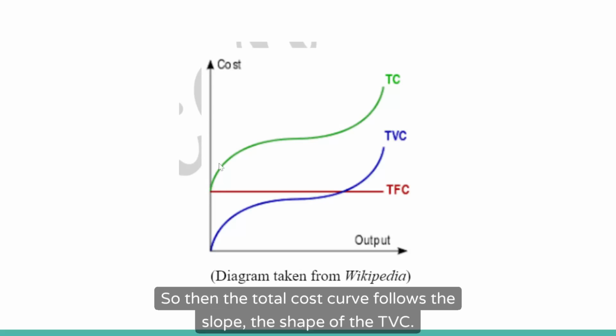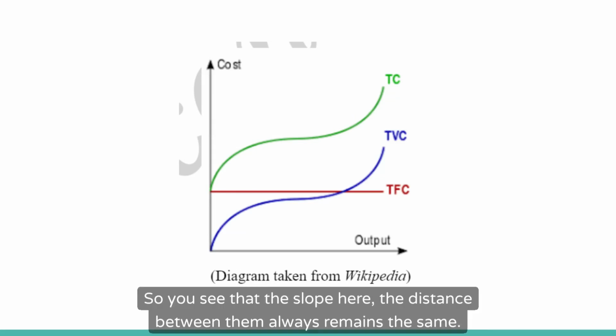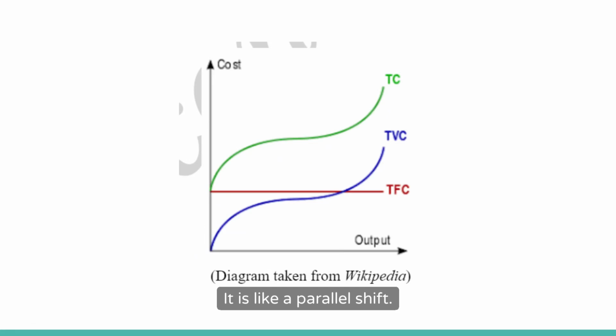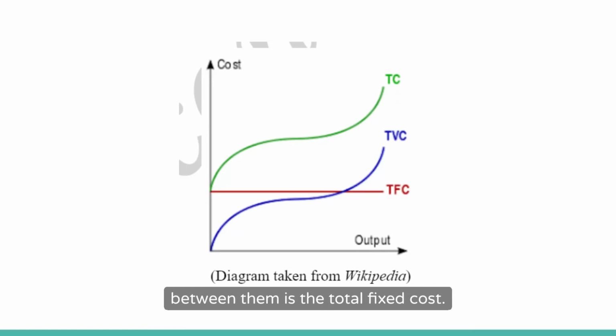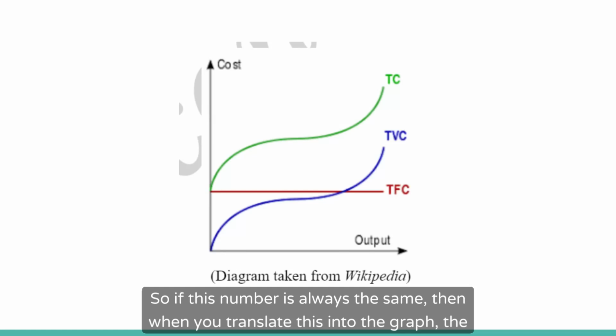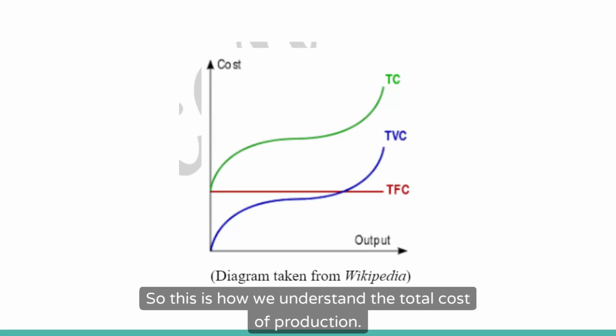So then the total cost curve follows the slope, the shape of the TVC. Okay, so it follows the slope, and we realize that the distance between the green and the blue curves will always remain the same. It is like a parallel shift, right? So the gap always remains the same, because total cost minus total variable cost, or TC minus TVC, the difference between them is the total fixed cost, right? And total fixed cost doesn't change. So if this number is always the same, then when you translate this into the graph, the distance between the green and the blue curves should not change as well, right? So this is how we understand the total cost of production.